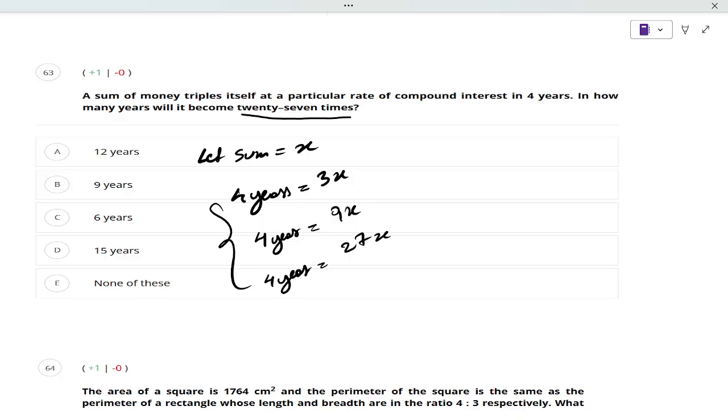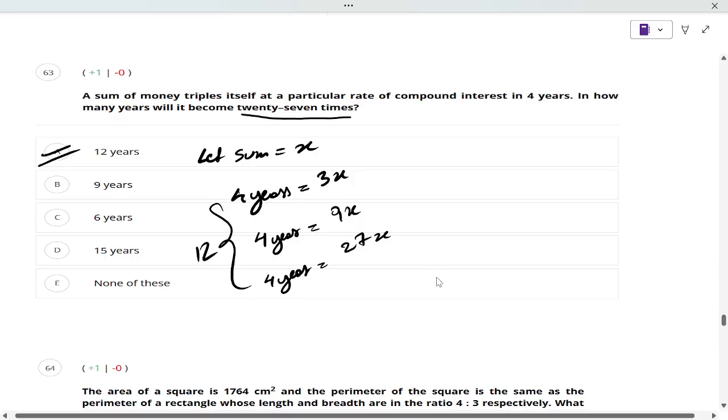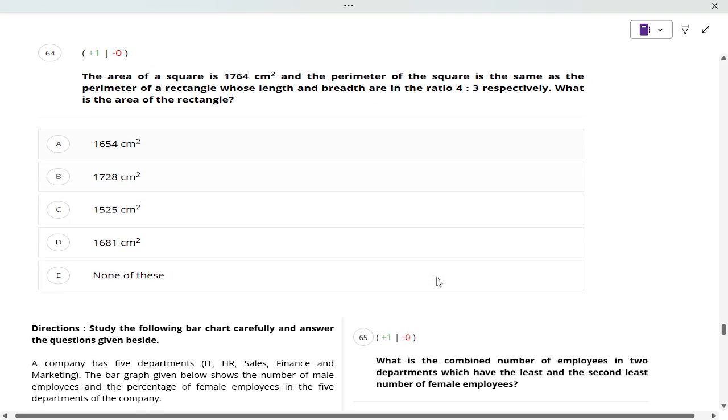So we have 4 plus 4 plus 4, which gives us 12 years. So the answer is 12. This was very simple, right? We don't require the compound interest formula also. Let's try this one.